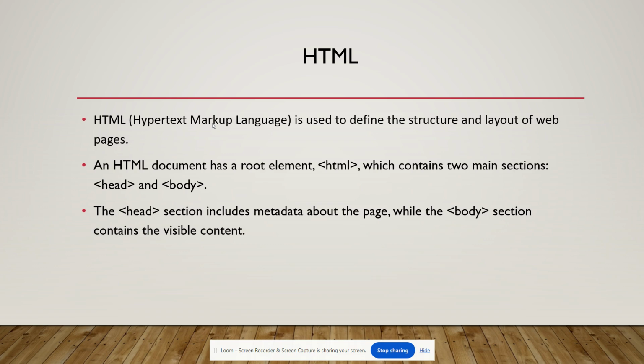So HTML is used to define structure and layout of web pages. It consists of series of elements represented by text that tells a web browser how to structure the document for display. So an HTML document has root element which contain two main sections, head and body. The head section includes metadata about the page, while the body contains the visible content.